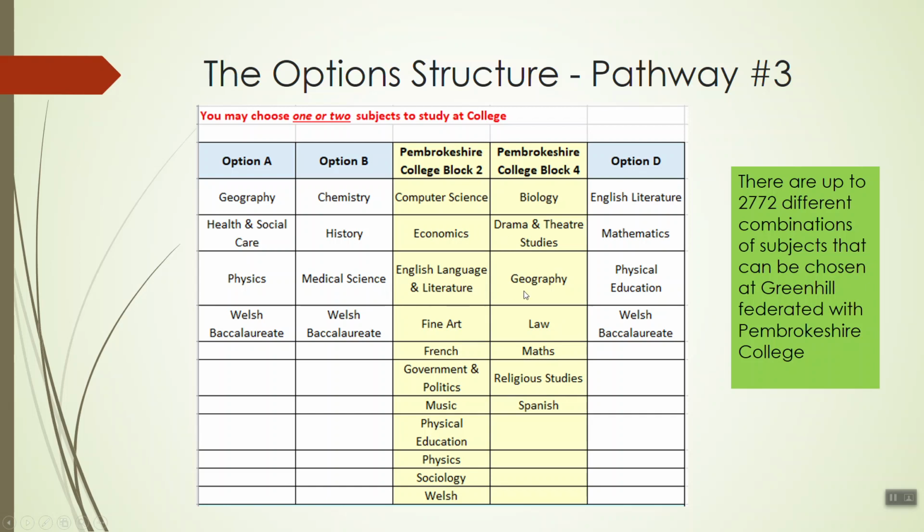So both of those blocks are open to you. And what this also allows, for example, if I go back to the comment I made a couple of slides ago, where if you wanted to study maths and PE, you couldn't do it by just studying at Greenhill. However, once we come to this arrangement, you are able to study PE in Pembrokeshire College and maths at Greenhill, or if you prefer, you could study maths at Pembrokeshire College and PE at Greenhill, or you could study PE and maths both at Pembrokeshire College.